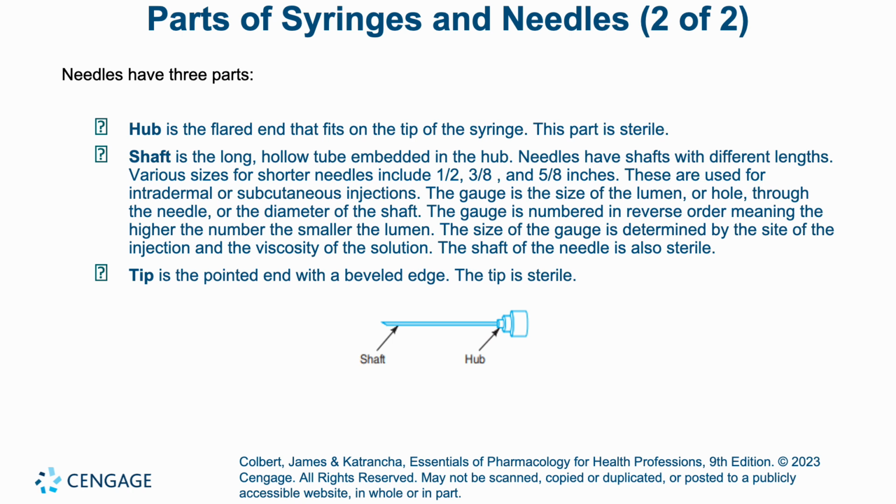The shaft of the needle is also sterile. And then the tip of the needle is the pointed end, and it has a beveled edge. And you can kind of see it on the image, but a beveled edge means it's kind of at a diagonal. The tip itself is also sterile.